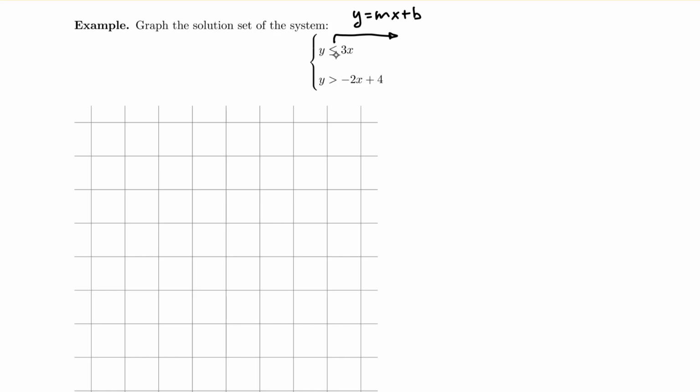Do we see this "or equal to" line? That means you need to use a solid line when you make the line. And because it's y is less than or equal to, I know I need to shade below. I'm going to write the first one all in black. We'll do blue for the next one. Because there's no "or equal to," I know I'm going to do a dotted line. And because it's y is greater than, I'm going to shade above.